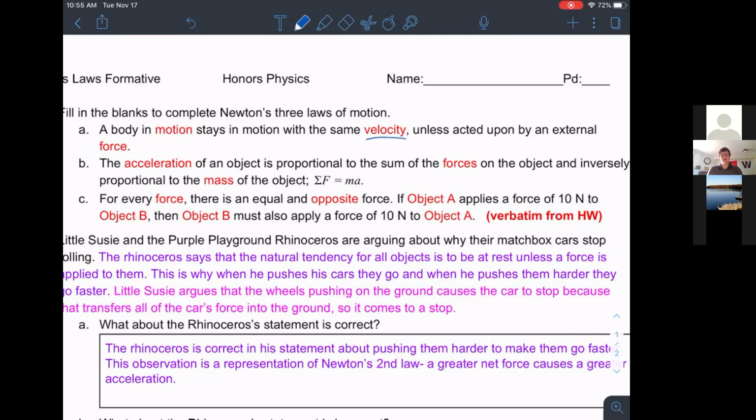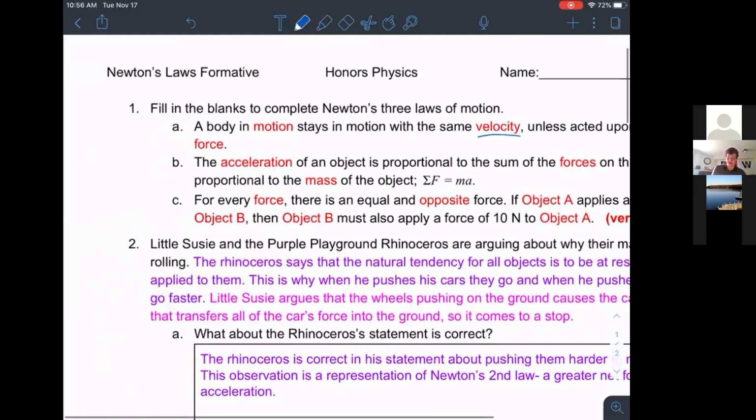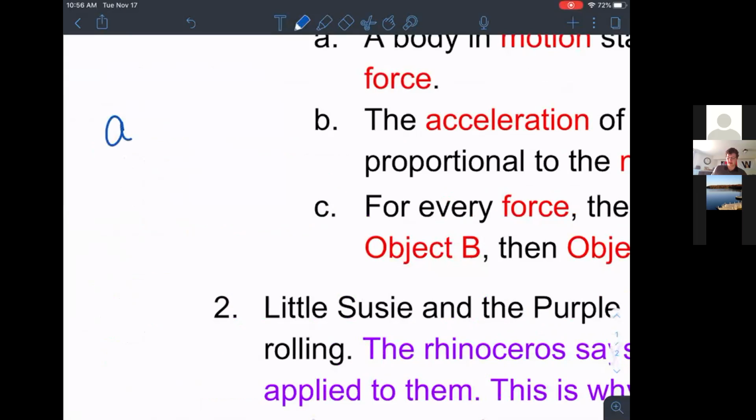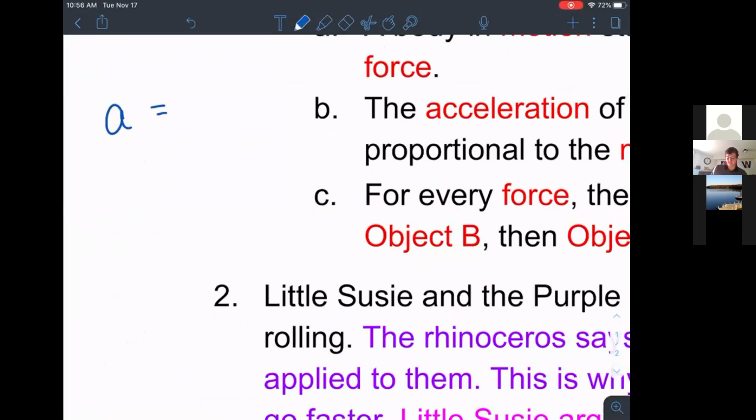For part B, which was Newton's second law, we have the acceleration of an object is proportional to the sum of the forces on an object and inversely proportional to the mass of that object. The big thing there is if we wrote this out in equation form, we have the acceleration equals the sum of our forces times the inversely proportional to the mass, or divided by the mass.